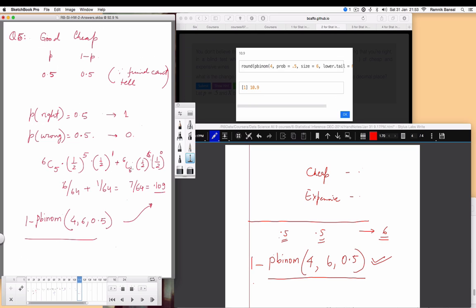Similarly, the probability of getting all of them right is 6C6. There's only one chance out of that, and the individual probability is 1 by 2 raised to 6 into 1 by 2 raised to 0. So you get the answer as 0.109. You will get the same answer with 1 minus p binomial of 4, 6, 0.5.